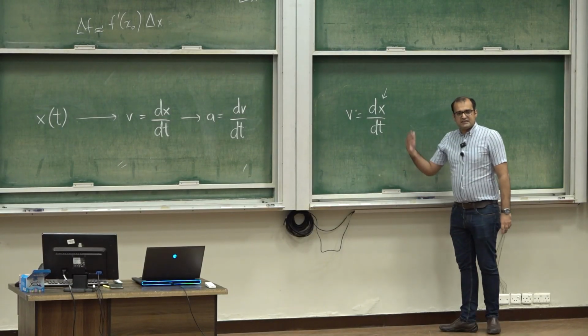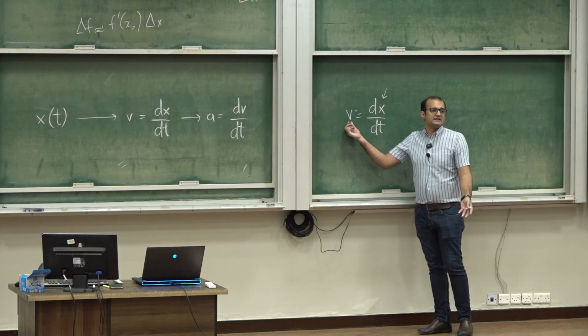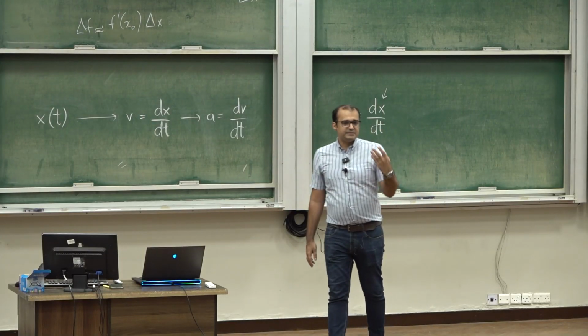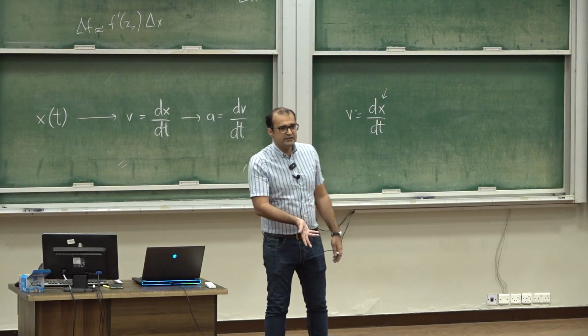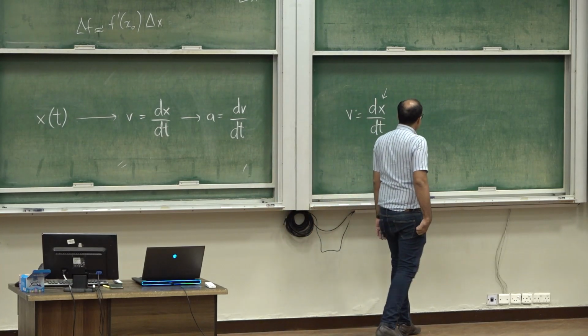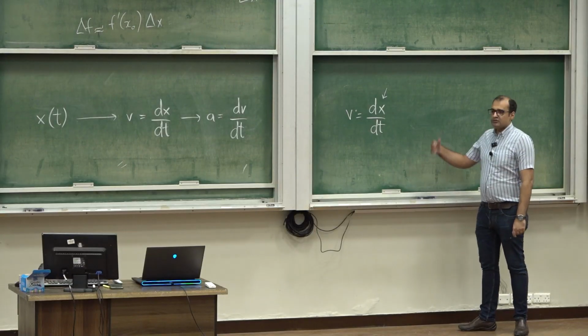Okay, so in this case, to make progress, I need to essentially know what v is, what this function v is. Is it constant? Is the object moving at constant speed? If its speed is changing, how is it changing? I need to know that before I can figure out x. So to begin with, let's assume that it's moving with constant speed. Then how do I figure out x?